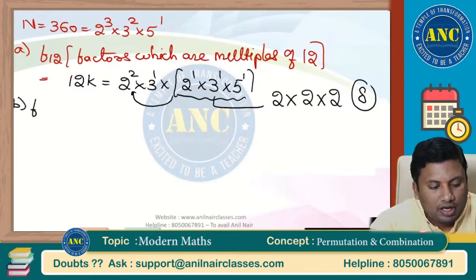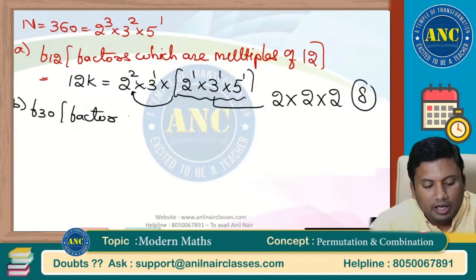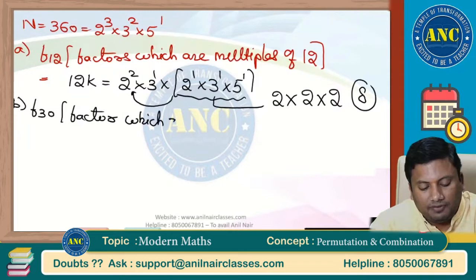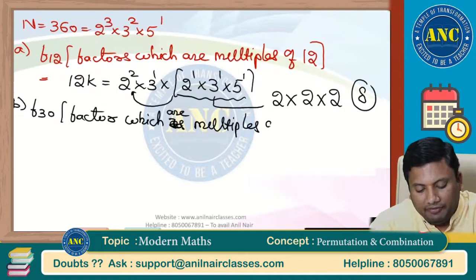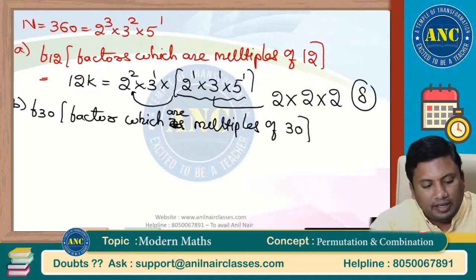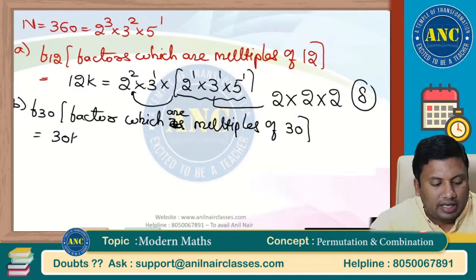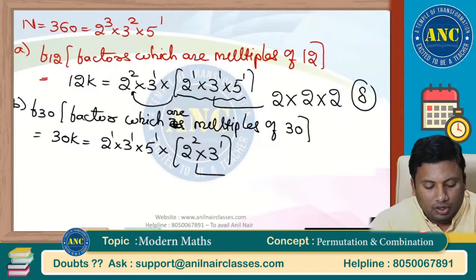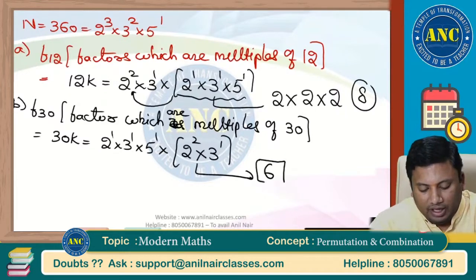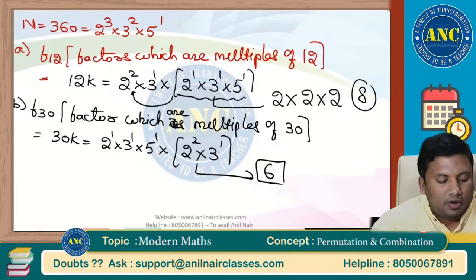One more question. Any factor which is a multiple of 30. Any factor which is a multiple of 30 is nothing but 30k. 30 is nothing but 2 into 3 into 5. The remaining is 2 square into 3 power 1. Total how many factors are there? 3 into 2, which is 6. I hope it is clear.